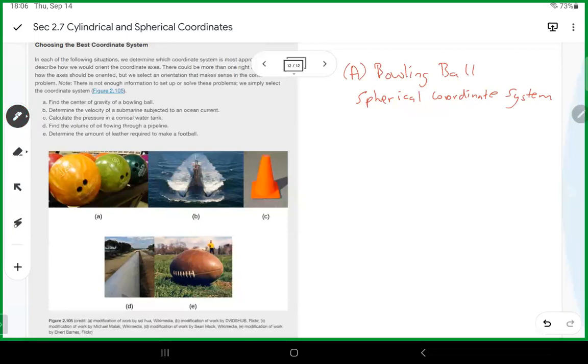So for B, it says determine the velocity of a submarine subjected to an ocean current. So a submarine typically is going to move in a straight line. It's a rather big piece of equipment, so you're not really going to be doing too much with it. It can't do a whole lot of things. So there is no rotational or spherical symmetry that applies to this situation. So the only option really here is going to be rectangular.